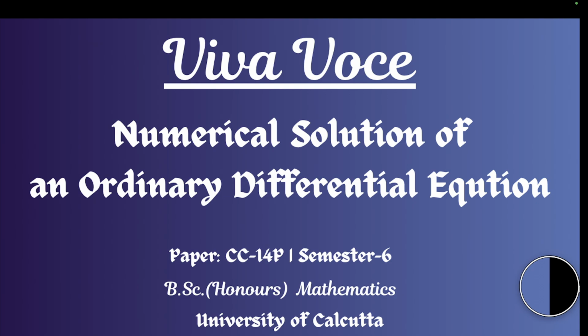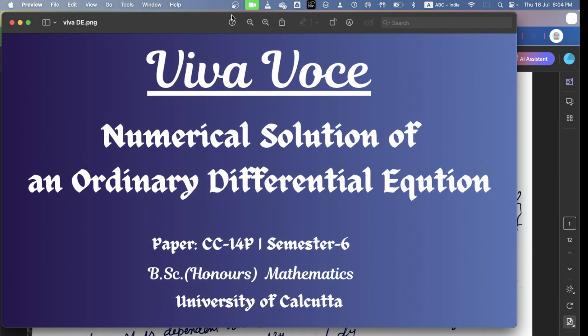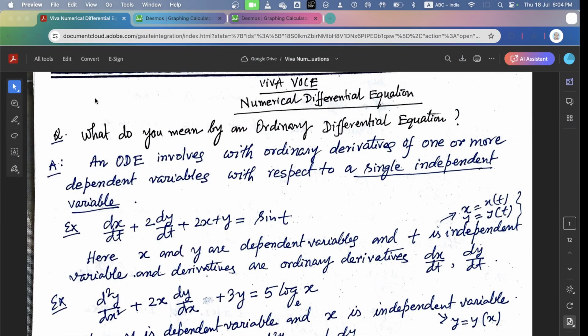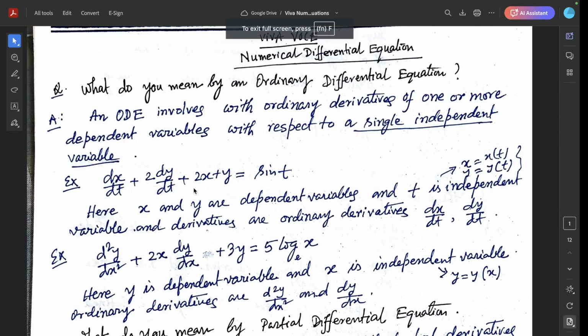Now we discuss numerical solution of an ordinary differential equation for Viva Voce. Numerical differentiation. Question 1. What do you mean by an ordinary differential equation?